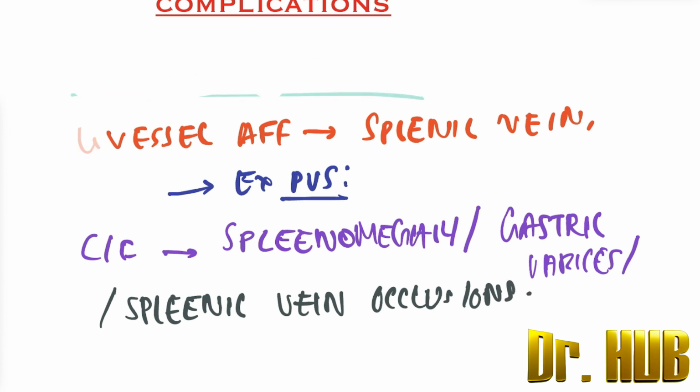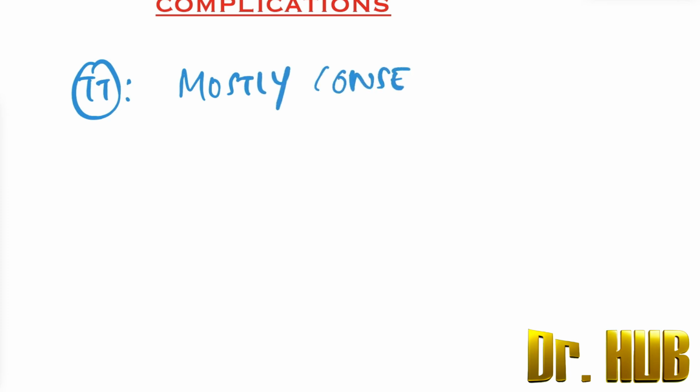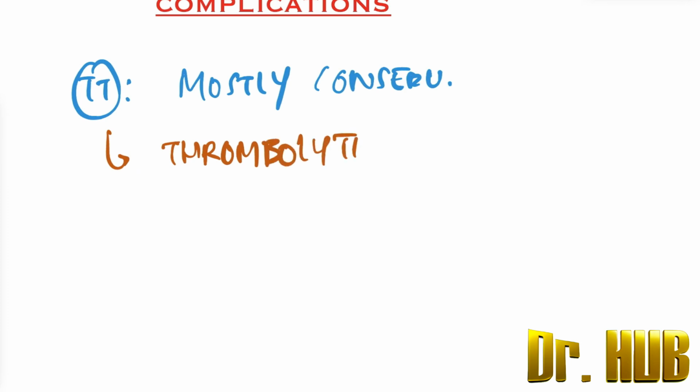Next, we move on to the treatment. The treatment, if you see, is mostly conservative, and it also includes thrombolytics. There are thrombolytics, and this is seen in the acute early phase.